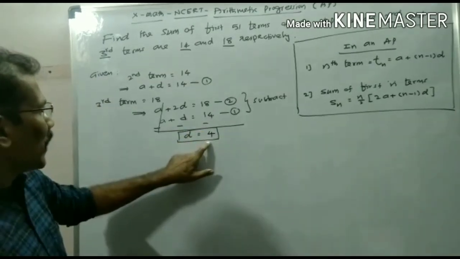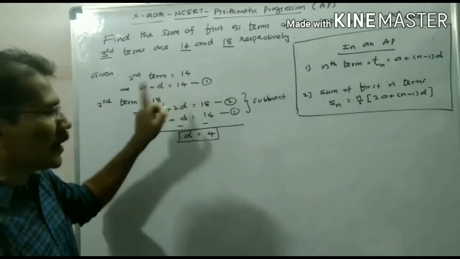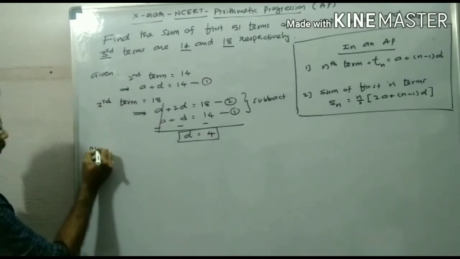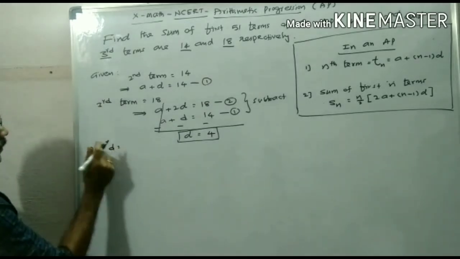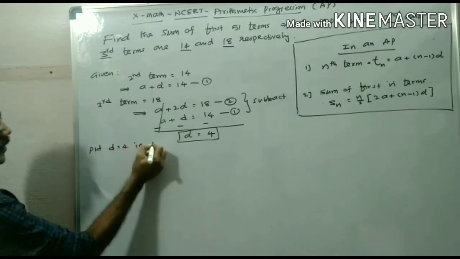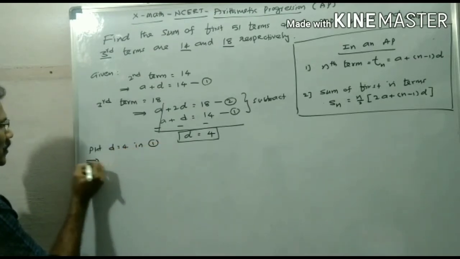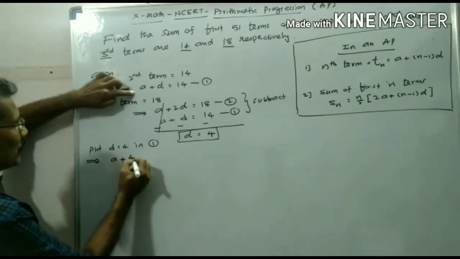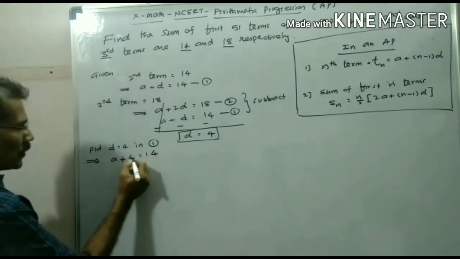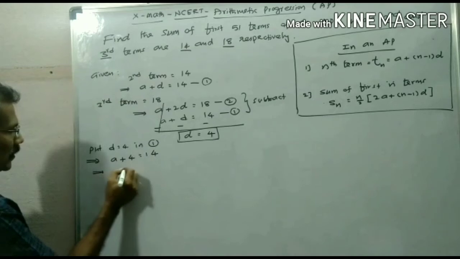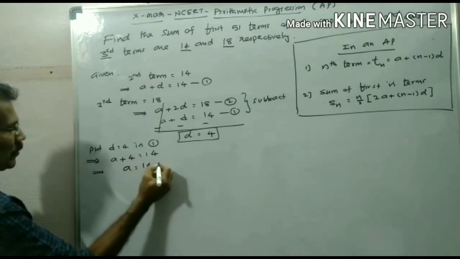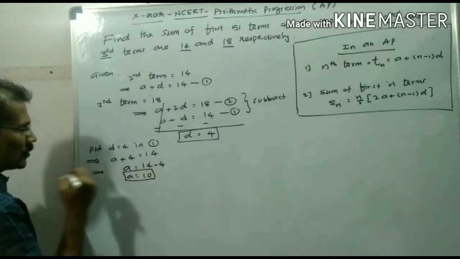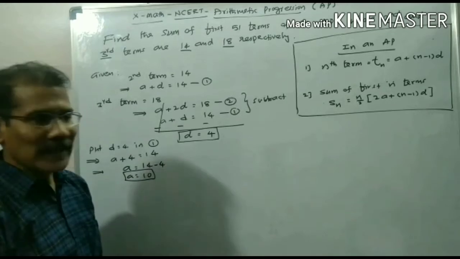And substituting the d value either in equation 1 or equation 2, you will get the a value. So I am taking equation 1. That is very easy. So put d equal to 4 in equation 1. That is a plus 4 equal to 14. Then collect 4 on the other side. a equal to 14 minus 4, which gives 10. So you got the a value also. We have the a value and d value right now.